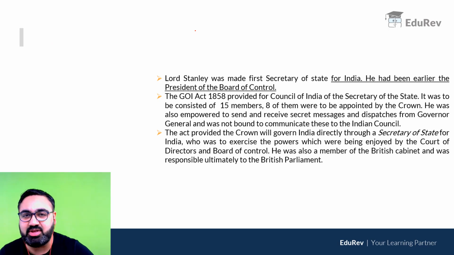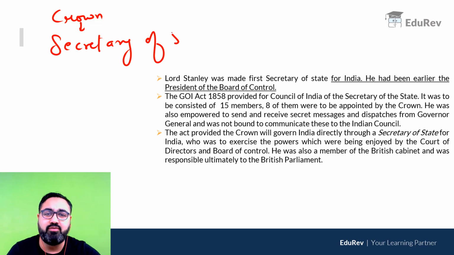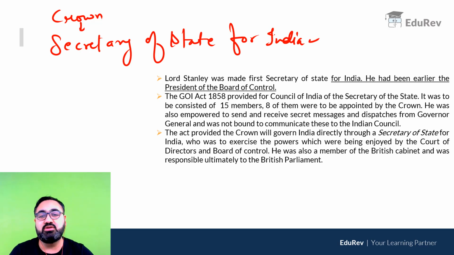Now the system was something like this. At the top was the Crown. To help the Crown, there was a position now introduced called Secretary of State for India. This person was one of the cabinet ministers of the UK. Just like we have cabinet ministers, external minister, home minister, in the UK cabinet one minister was given this responsibility. That minister was called Secretary of State for India. He advised the Crown about India's matters.